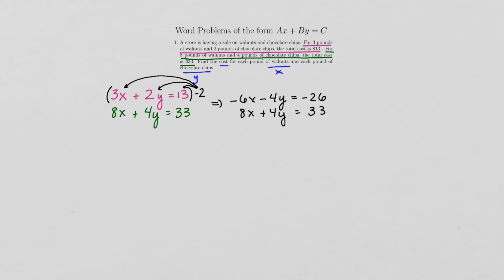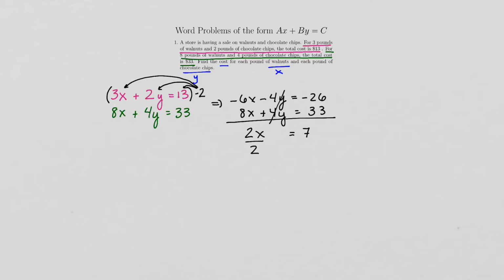And now, if I add these two equations together, you'll notice that I have a -4y and a +4y. So that's why I picked a -2, because I saw the 2 here and I said, oh wait, there's a 2 here and there's a 4 down here. If I multiply this top equation by -2, I can make the y parts go away. So that's what I did here. So if I add these together, -6x plus 8x would give me 2x. The y parts would go away. And I have -26 plus 33, and that would give me 7.